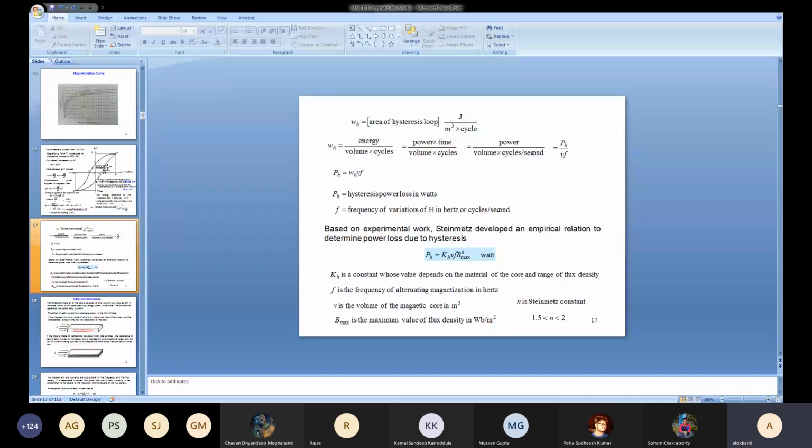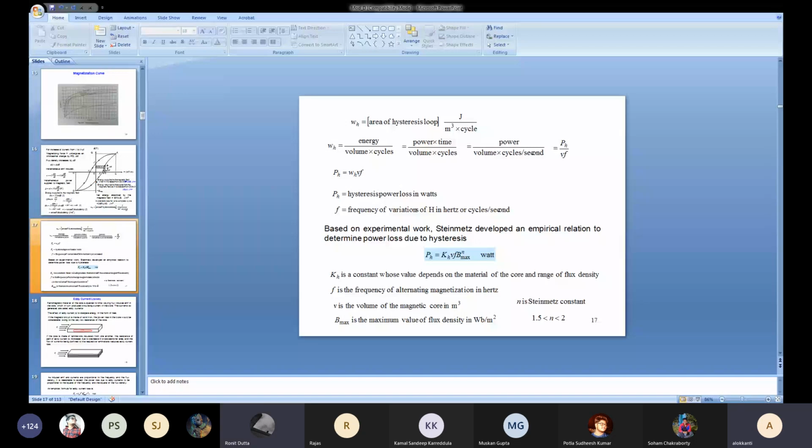So this loss is known as the hysteresis loss, and we derived it in the previous class. It is given by kh V f B max to the power n, where kh is a constant that depends on the core material, and it also depends upon the range of the flux density. Now, f is the frequency of the alternating magnetization in hertz. V is the volume of the magnetic core in meter cube.